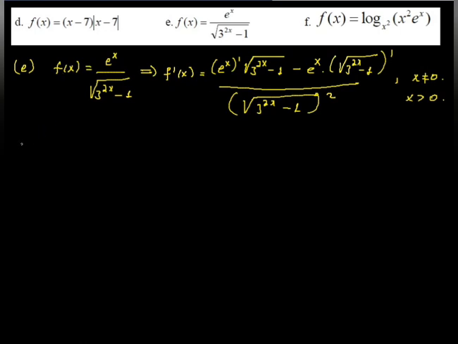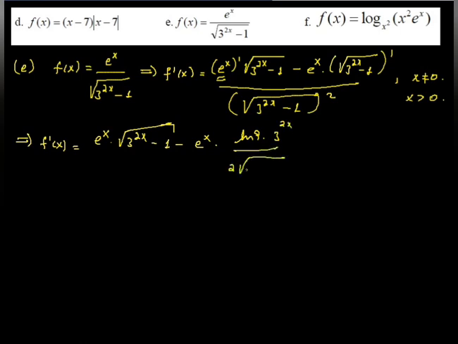Now we are calculating the derivative of f. So our f derivative becomes e to the power of x, since the derivative of e to the power of x is itself, times the radical of 3 to the power of 2x minus 1, minus e to the power of x times the derivative of the radical of 3 to the power of 2x minus 1, which means ln 9 times 3 to the power of 2x over 2 times the radical of 3 to the power of 2x minus 1.